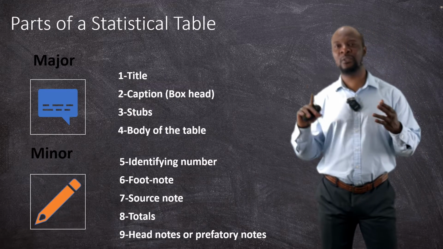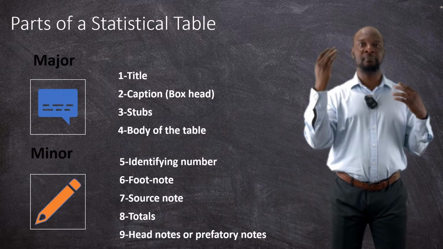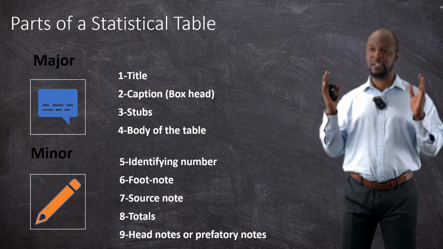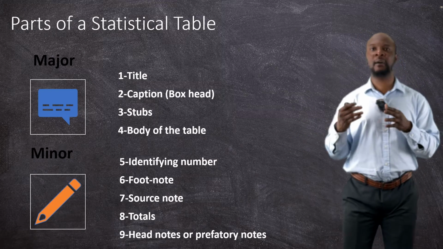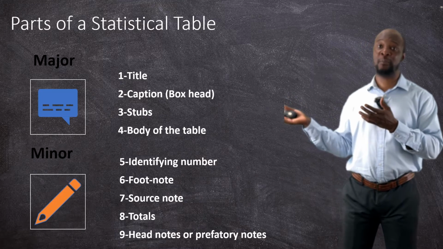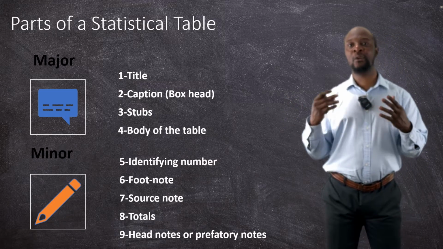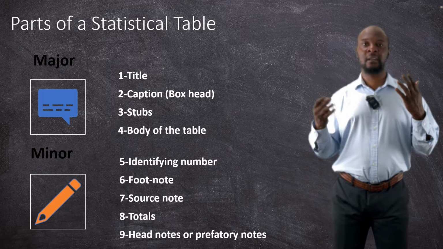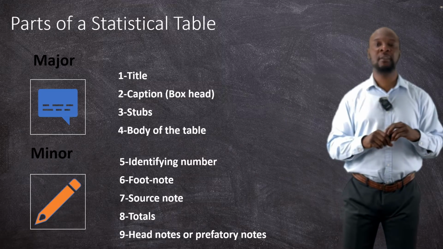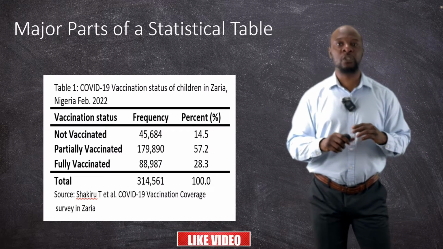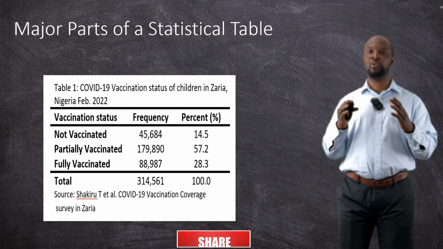These are the parts of a statistical table. You have the title, you have the caption, you have the stubs, you have the body of the table, which are the major parts. And then you have the identification number, or the identifying number, or somebody could say table number. And then you have footnotes, you have your source notes, you have the totals, and finally you have prefatory notes. So this is an example of a statistical table, and just to tell you the different parts.